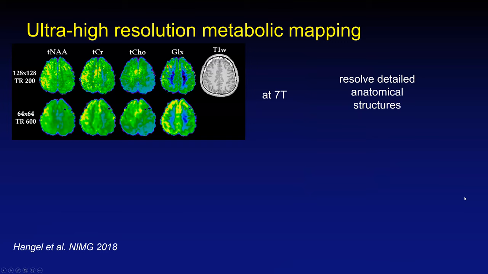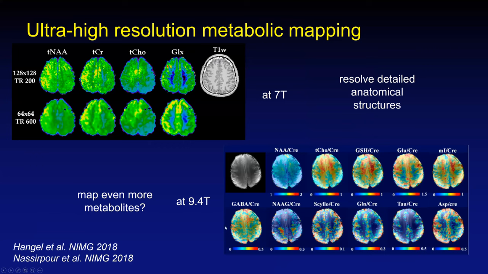There is certainly a lot of room for improvements, but we need to get some grant funding or something to do this. What you can do even at 7 tesla is you can go to a relatively high spatial resolution, even when you just go with a TR of 200, and you get quite nice NAA, creatine, choline, and glutamate maps that already show quite detailed anatomical structures that were not possible with 64 and lower spatial resolutions. Here are also some examples from 9.4 tesla from Anke Henning's group from Tübingen, where they showed that with essentially the same approach, you can map even more metabolic compounds and with a very similar spatial resolution.